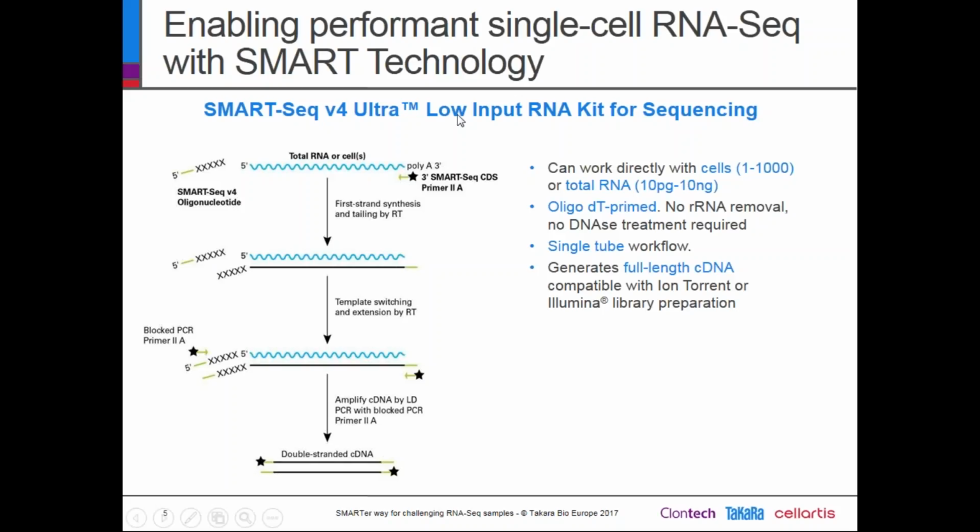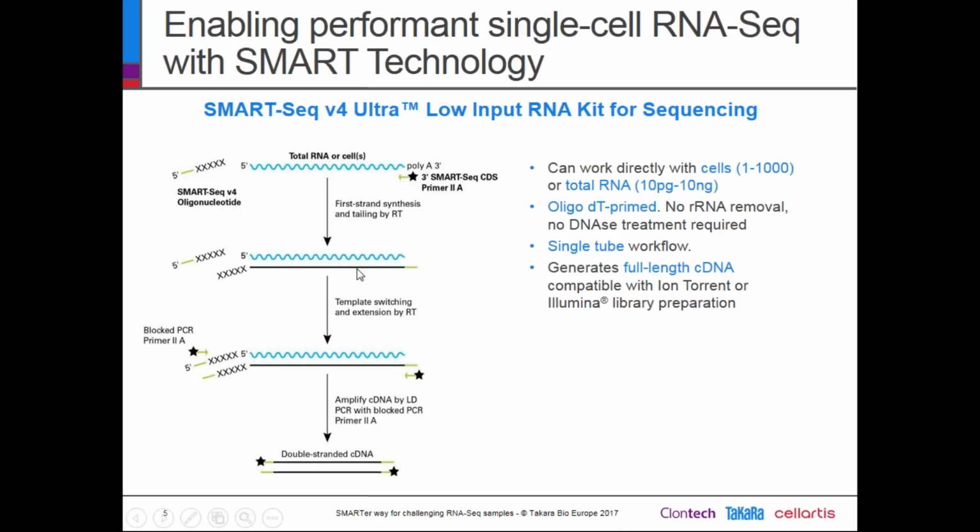So as we are using oligo dT here, we do not require any ribosomal RNA removal or a DNase treatment because oligo dT will selectively amplify only poly-A RNA. This also implies that if you are starting from total RNA, your RNA needs to be of high quality. So for this technology, we recommend a RIN of at least 8 or higher.